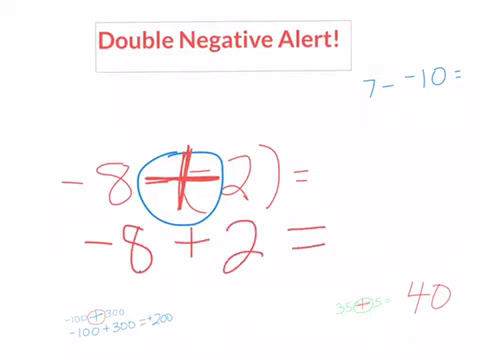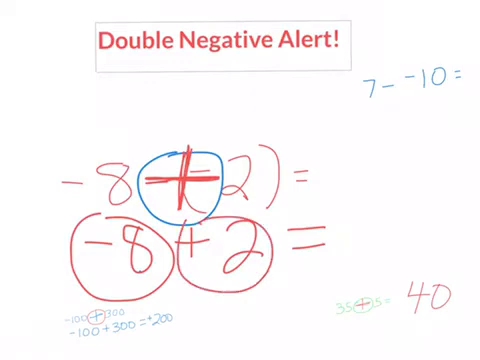And I'm going to look, I have, let's see, 8 negatives. So my 8 is negative and my 2 is positive. Who wins? The negatives win by 6.